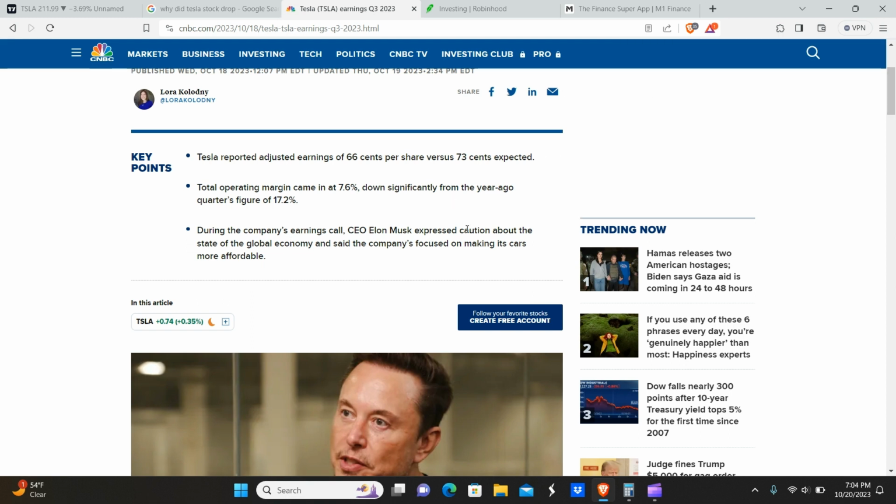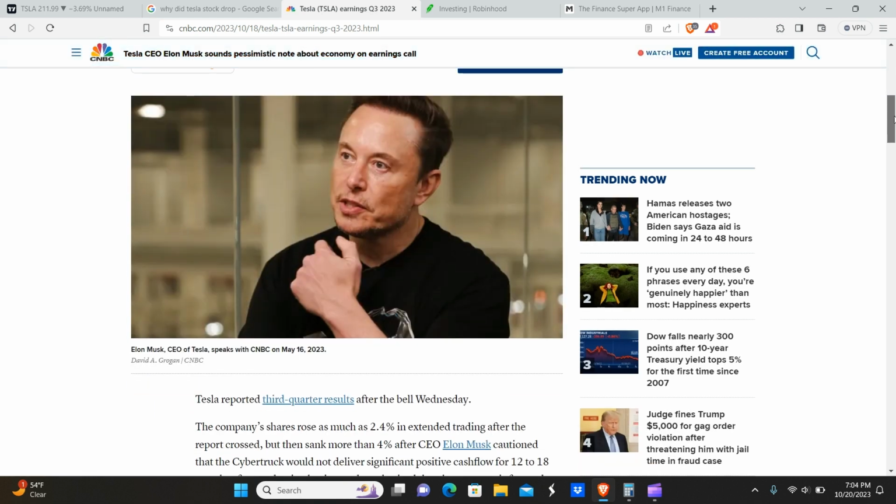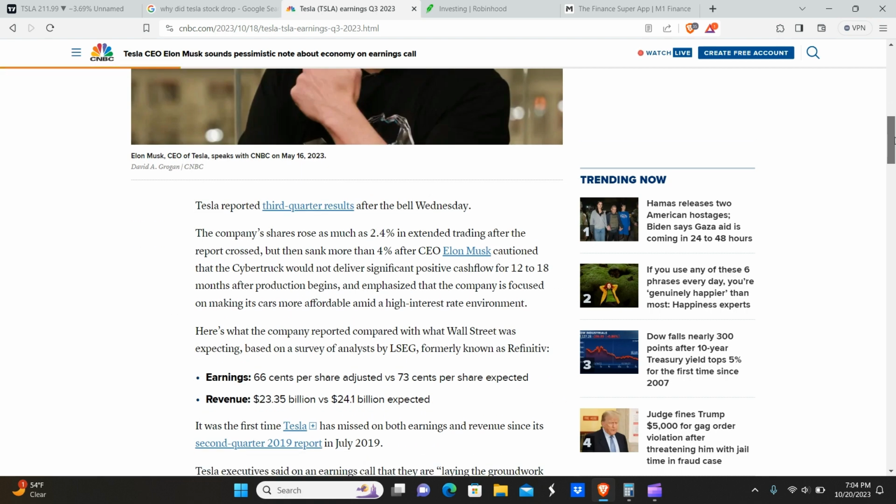So basically, he's talking about here caution on the state of the global economy, trying to focus on making cars more affordable. So what they did was they reduced the sale price of the Tesla vehicles. As you guys know, they're typically insanely expensive. They cut prices to compete with other upcoming EVs, which is good.